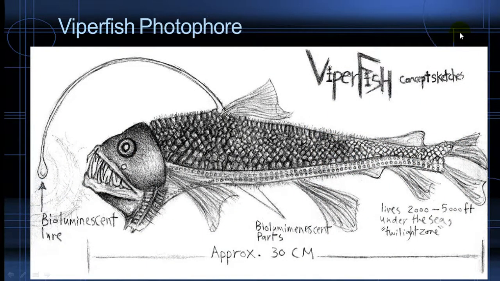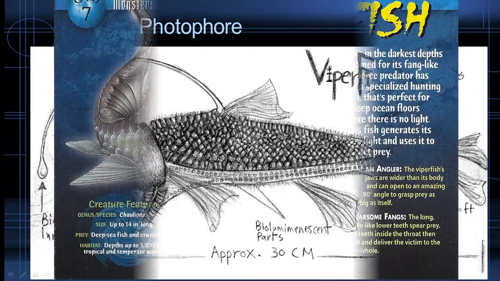This is an artist rendition of a viperfish. Notice this one has a lure right here, a bioluminescent lure. That obviously is to lure prey to come to that big mouth. Also the photophores all down here, giving it its counter shading. We'll look at another critter, the anglerfish, with that lure right there, in a minute.